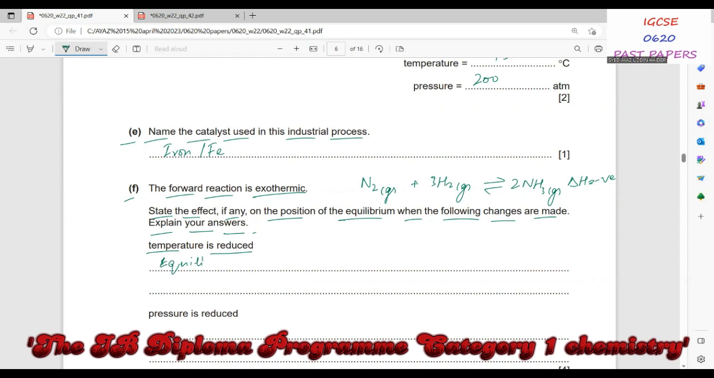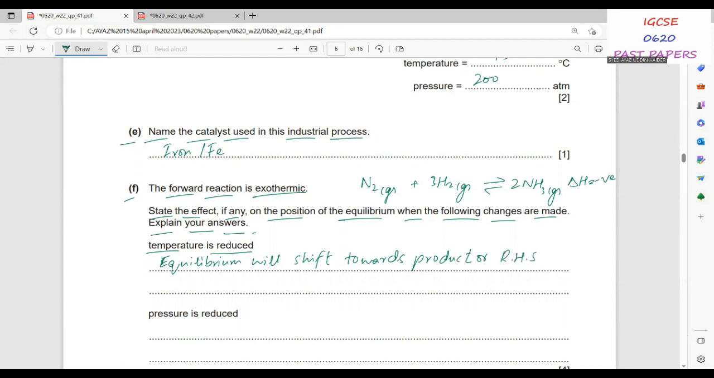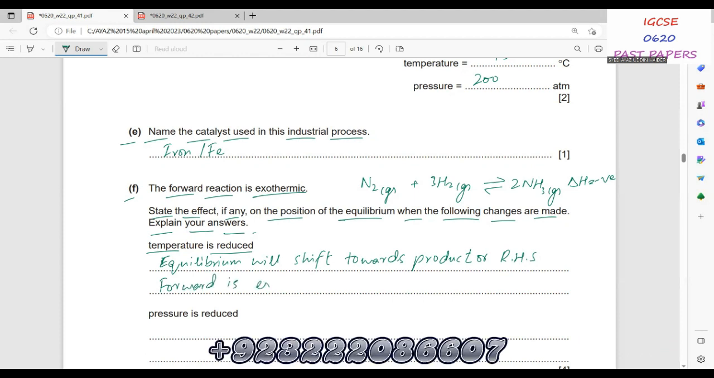Equilibrium will shift towards product or right hand side. The reason: forward is exothermic, or you can even write backward is endothermic.